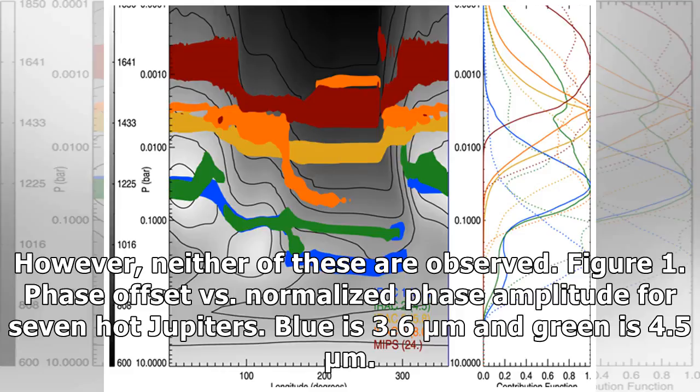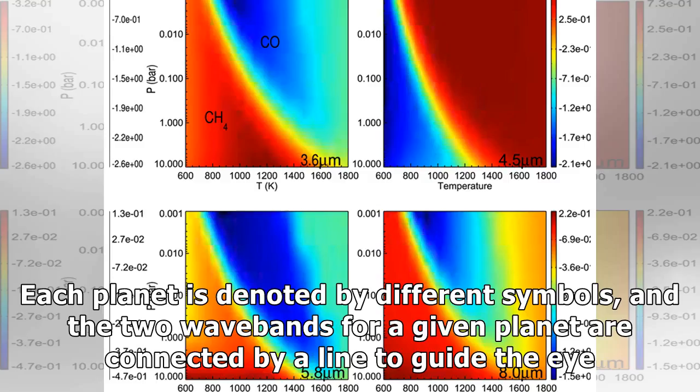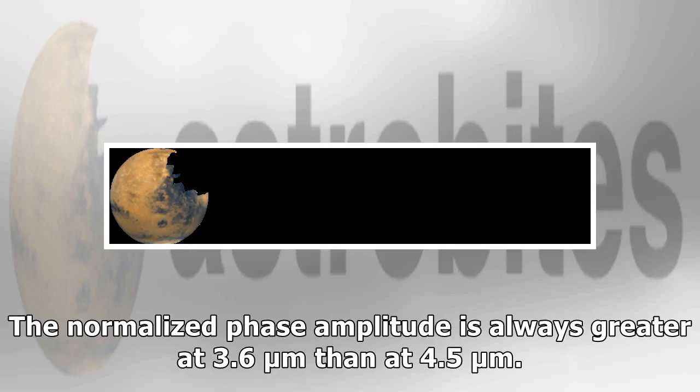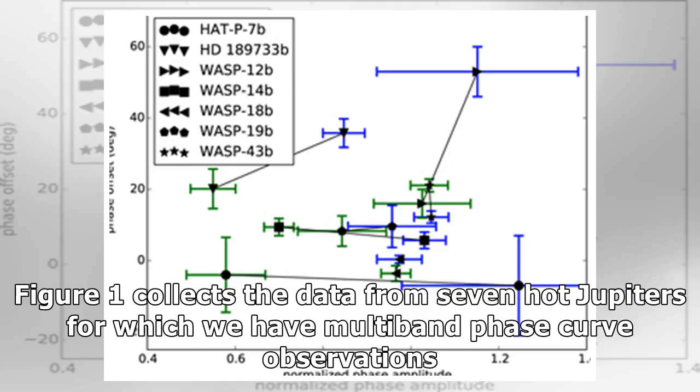Figure 1. Phase offset versus normalized phase amplitude for 7 hot Jupiters. Blue is 3.6 micrometers and green is 4.5 micrometers. Each planet is denoted by different symbols, and the two wave bands for a given planet are connected by a line to guide the eye. The normalized phase amplitude is always greater at 3.6 micrometers than at 4.5 micrometers.